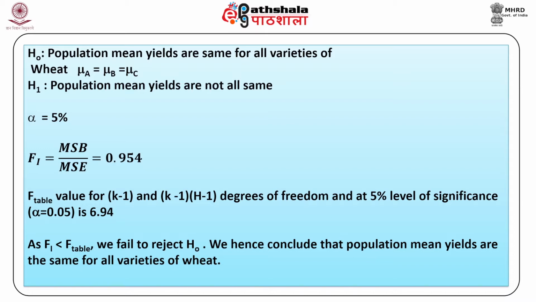Now if you look at the first F ratio, F1 is MSB upon MSE and is equal to 0.954. If we look at the tabulated value for k minus 1 and k minus 1 into h minus 1 degrees of freedom at 5% level of significance, it comes out to be 6.94. Since F1 is less than this F tabulated value, we fail to reject the null hypothesis. We hence conclude that population mean yields are the same for all varieties of wheat, which means wheat variety does not necessarily influence the crop yield.